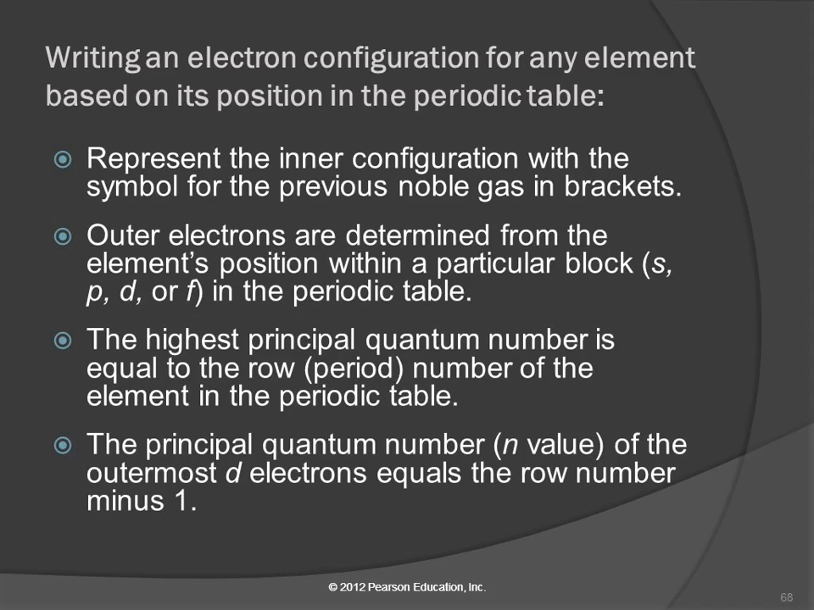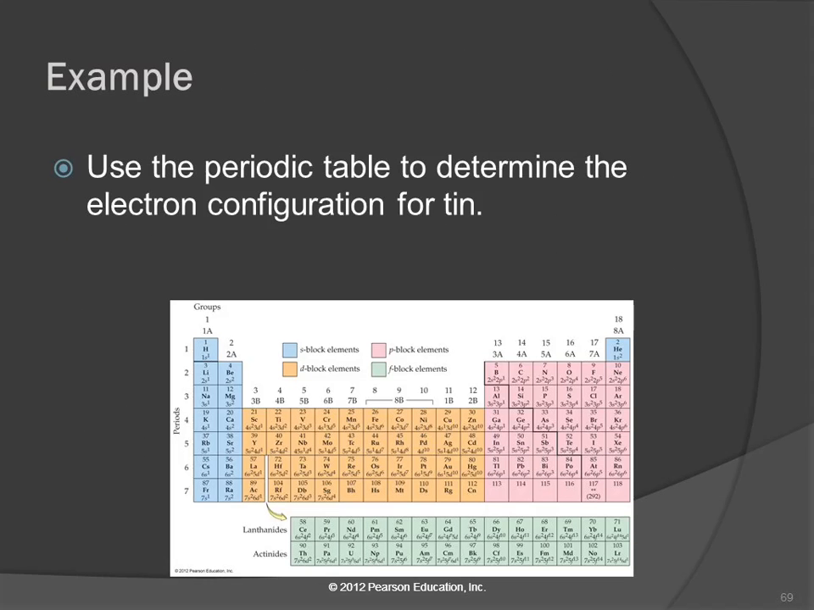So when we're doing that, it's kind of a recap. You can represent the inner configuration with the symbol for the previous noble gas in brackets. And then the outer electrons are the electrons that come after that noble gas. And you're going to determine those from the position in the particular block, S, P, D, or F. The highest principal quantum number equals the row number. And the principal quantum number of the outermost d electrons is the row number minus 1. It's like those sank down.